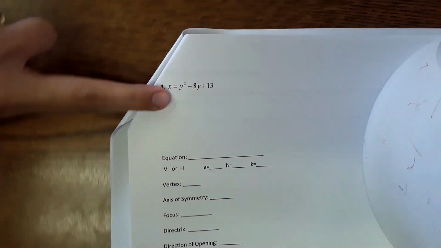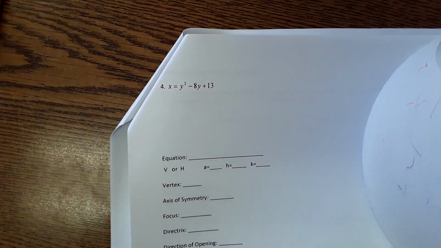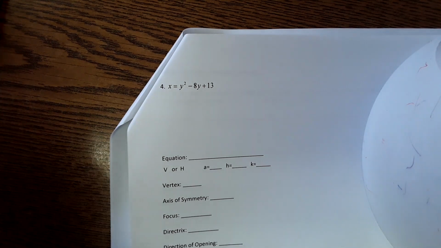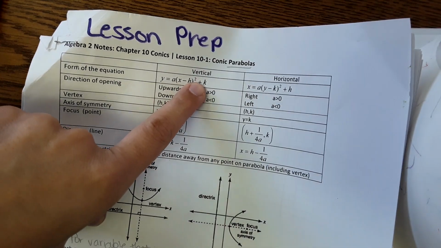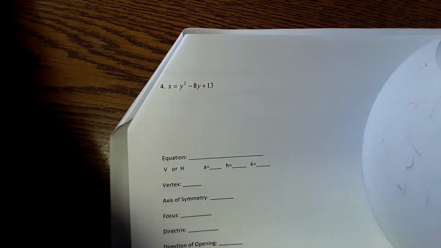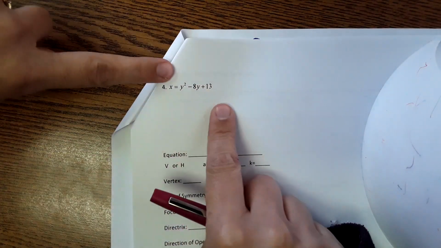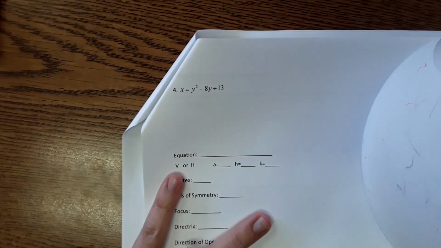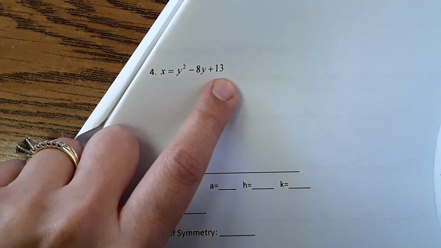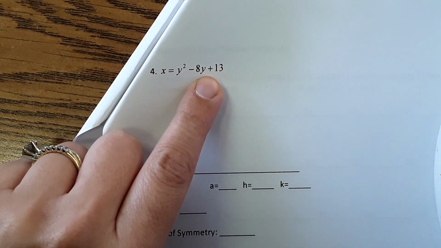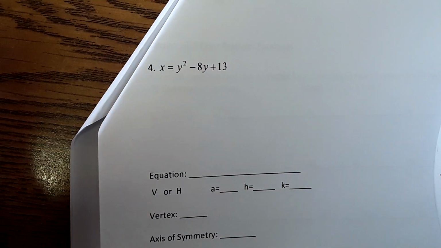Okay, so we have this problem here. We need to get it into the format where we can pull our A, H, and K. So we need it in a format that looks like this. The first thing you might be thinking is, oh, just factor this out. And you're right, that would be the simplest solution. The only problem is there's no two numbers that multiply to this and add to -8. So we're stuck at that point.